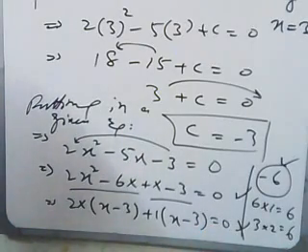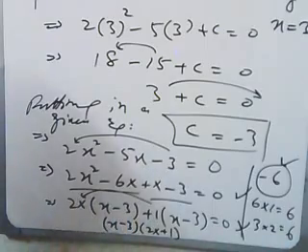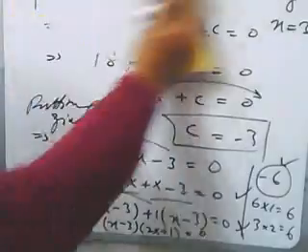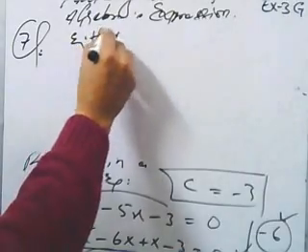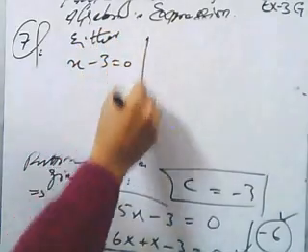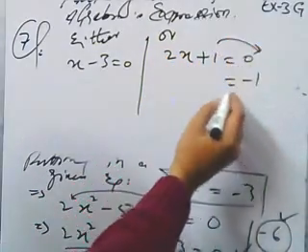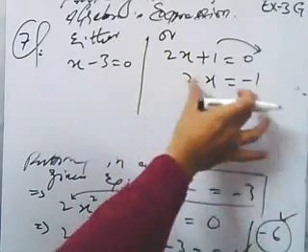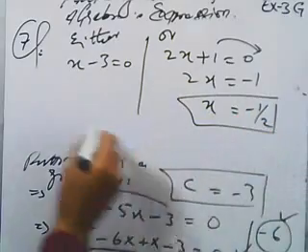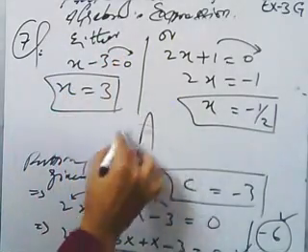So either x minus 3 and 2x plus 1. So after factorization you will get these two factors. So simplify it further. Either x minus 3 is equal to 0, so x is equal to 3, or 2x plus 1 is equal to 0, so 2x is equal to minus 1. Shift this one, the sign should be changed, minus 1. So you need the value of x, divide both sides by 2, you will get x is equal to minus 1 by 2. So here are the solutions.